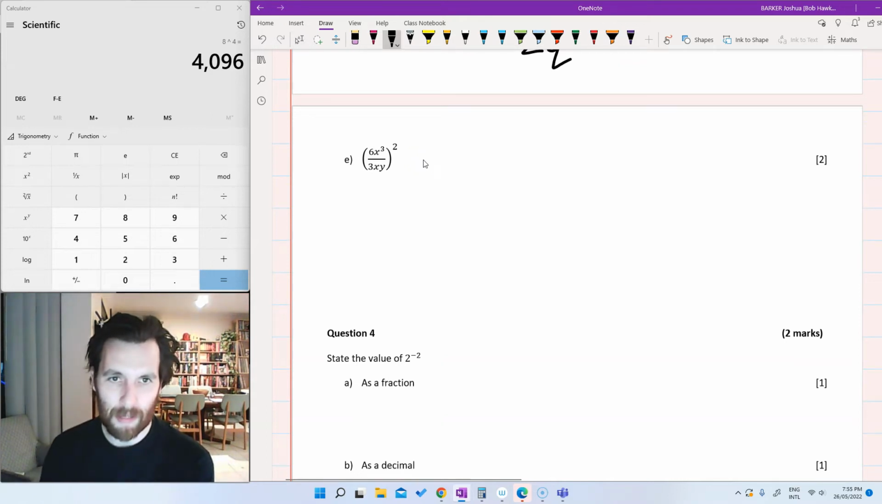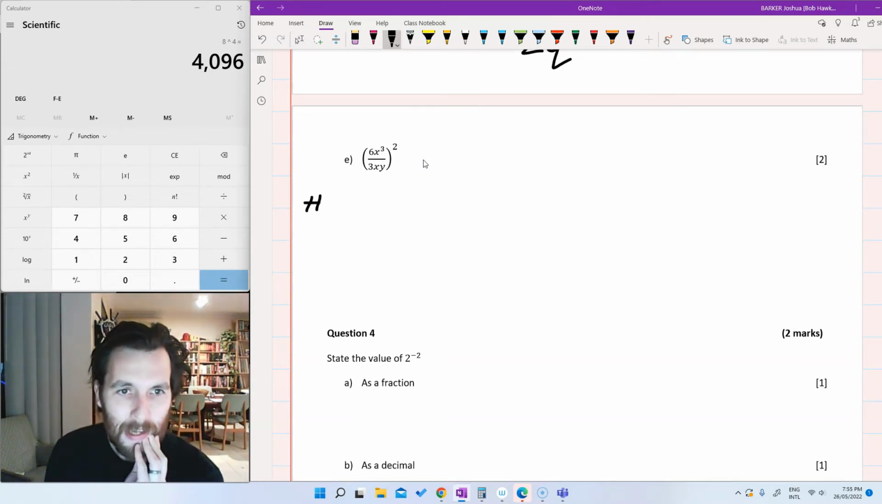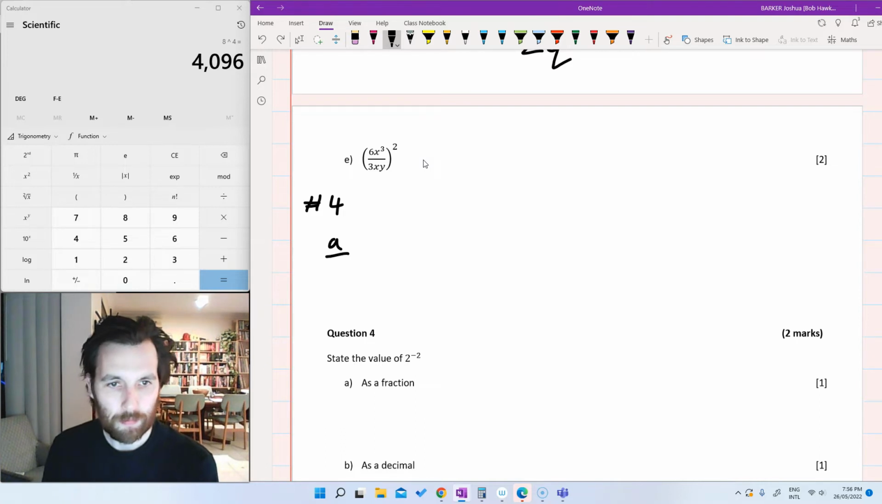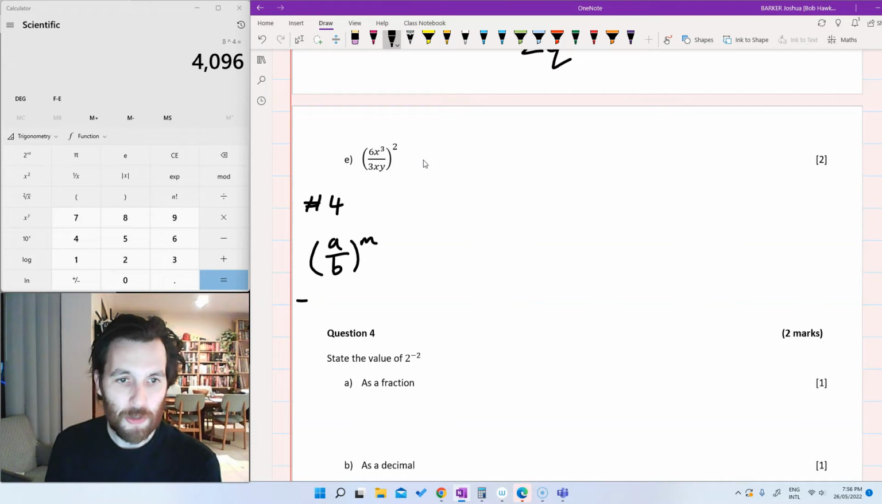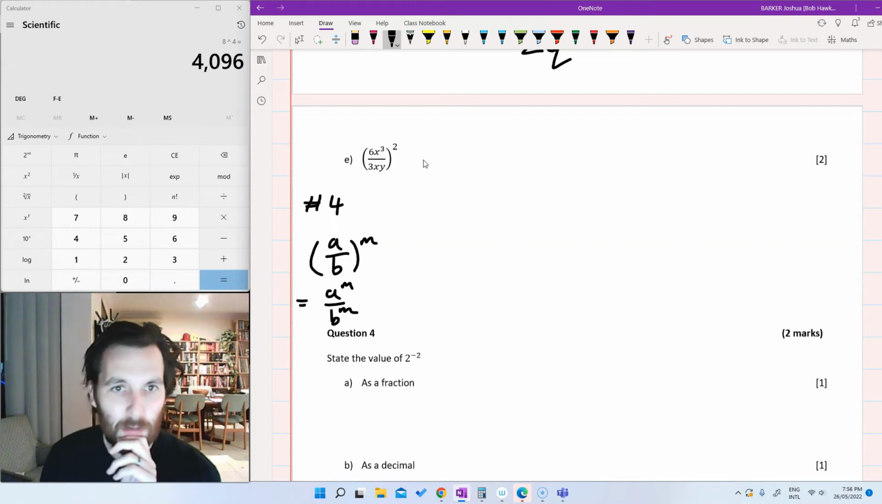The next question is kind of similar. I've got to start by getting rid of the whole bracket. I think index law number 4, or it could be number 5. I think it's number 4 though. If we've got a fraction in a bracket like this, and we raise it to another power, we just raise everything in the numerator to that power and everything in the denominator to that power as well.